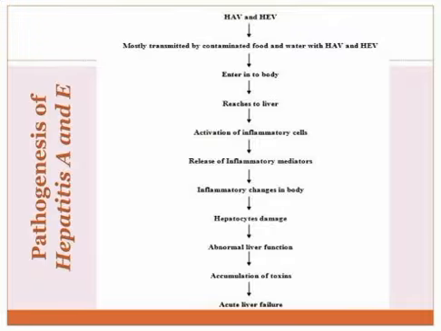So, first the HEV and HAV viruses enter the body, and they reach the liver, where there is activation of inflammatory cells and release of inflammatory mediators. Once there are inflammatory changes in the body, hepatocytes get damaged, and there will be abnormal liver functions and accumulation of toxins, which leads to acute liver damage.